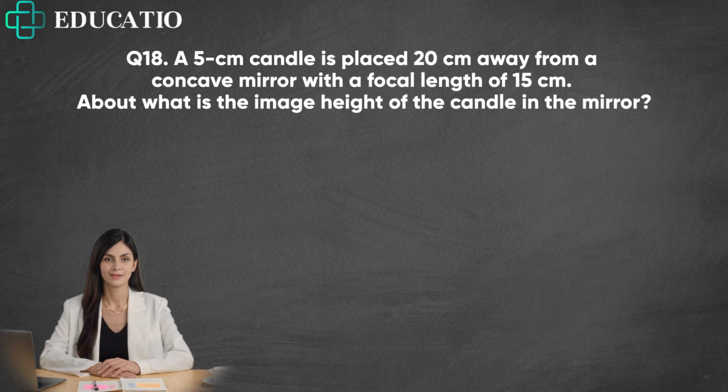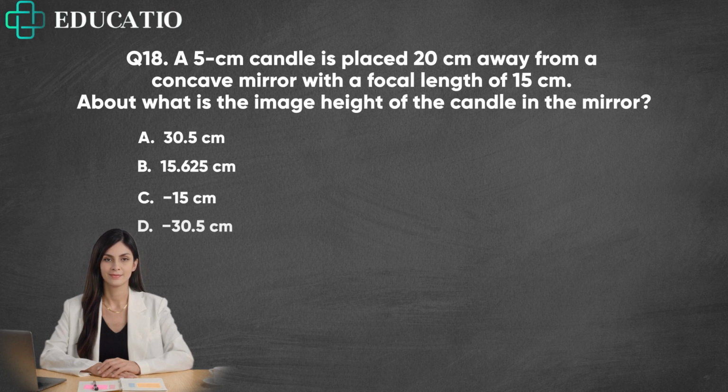Question 18. A 5 cm candle is placed 20 cm away from a concave mirror with a focal length of 15 cm. About what is the image height of the candle in the mirror? A. 30.5 cm. B. 15.625 cm. C. -15 cm. D. -30.5 cm.